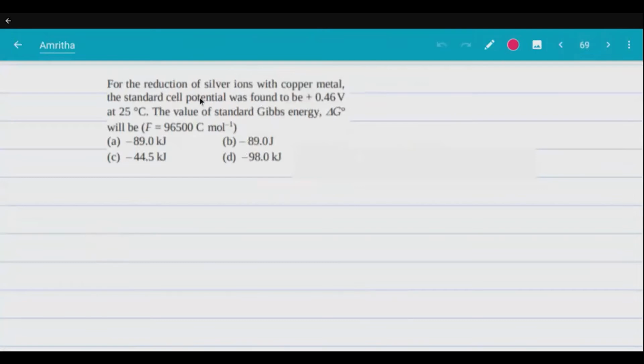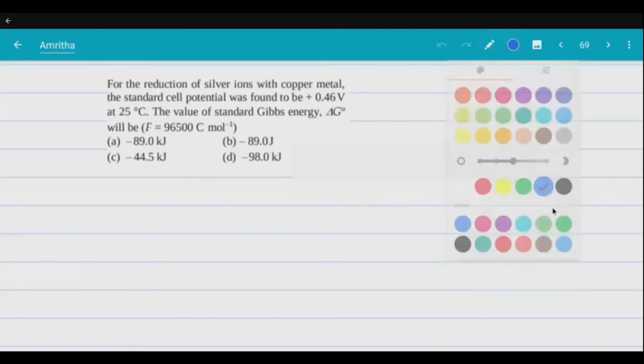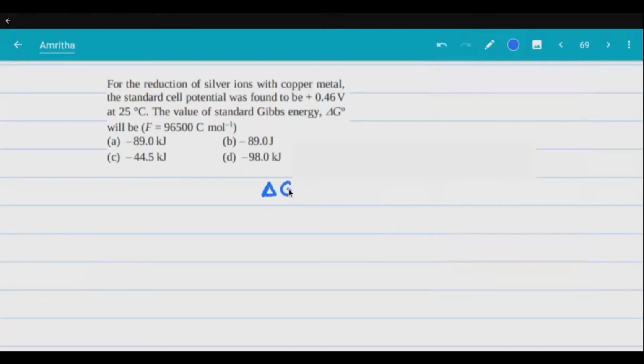See, reduction of silver ions with copper metal has standard potential 0.46. What is the standard Gibbs energy? How do we do this? It is direct substitution, but it's a very, very important model. For any cell, you can find out delta G naught is equal to minus nFE naught. So this is just a calculation.